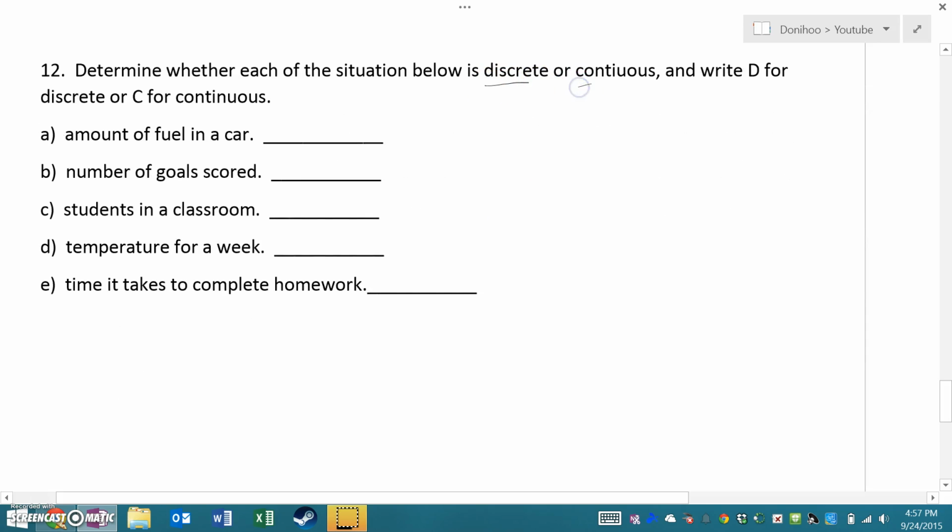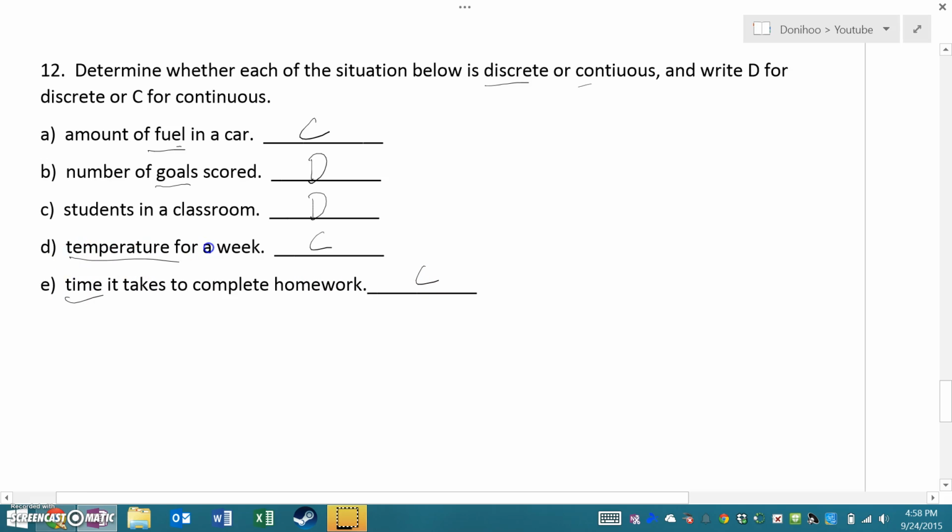Alright, discrete or continuous. Amount of fuel in a car. You can have half a gallon. That's continuous. Number of goals scored. You only have a whole number of goals scored, so that's discrete. You can't divide and have half a score. Number of students in a classroom. Hopefully you're not going to cut that in half. That's going to be discrete information. Temperature for a week. That's going to be continuous information. Time it takes to complete homework. That's going to be continuous.